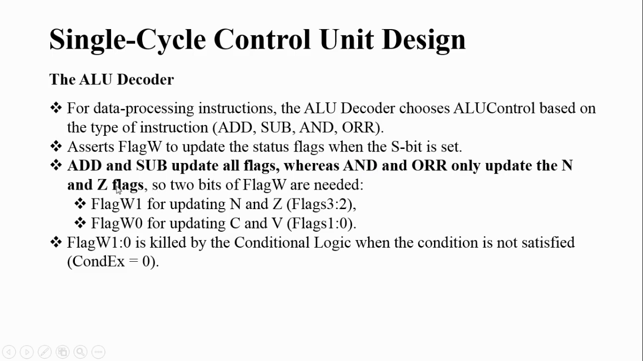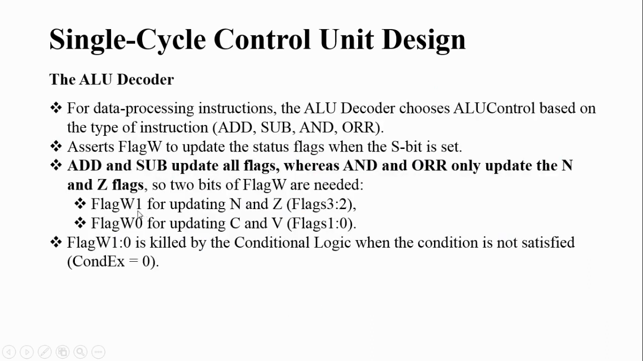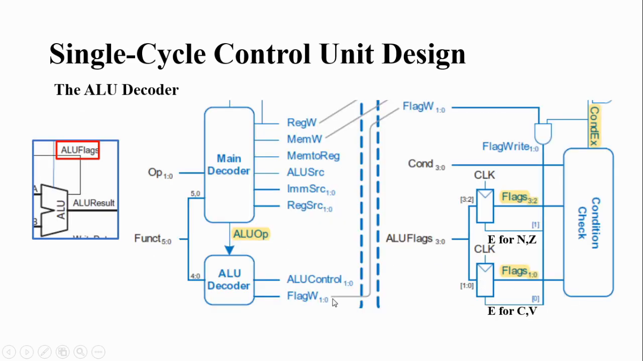So in order to generate signals for two sets of flags, you need to have two bits for flag W. That is why two bits are dedicated for the flag W field, right? The first bit of flag W is used for updating N and Z. The zeroth bit is used for updating C and V. So here you can see flag W has two bits.